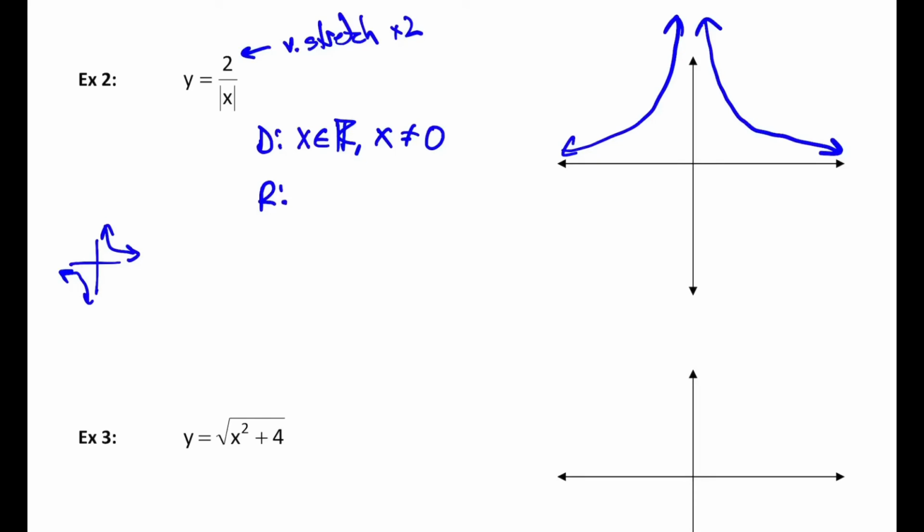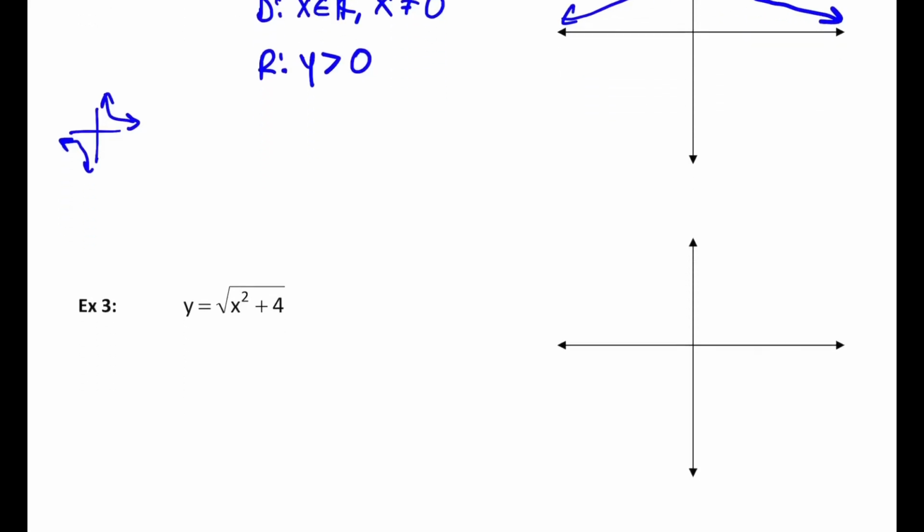So for our range, all right, our range will be our y values. So it looks like it goes up forever to positive infinity, but does not hit this or go below it. So for our range, we're going to say y is greater than 0.